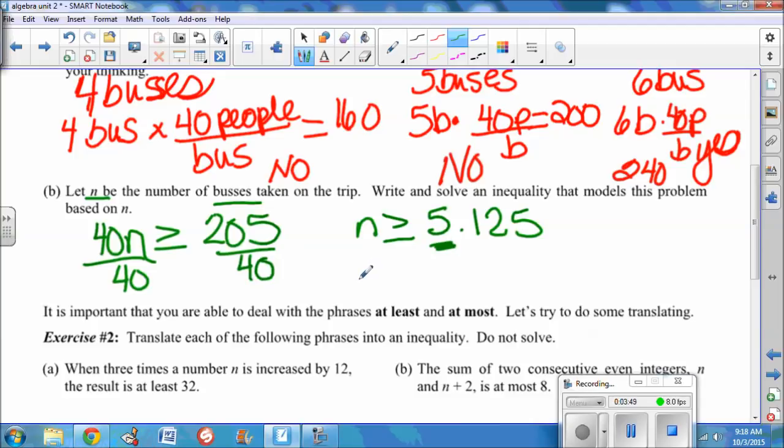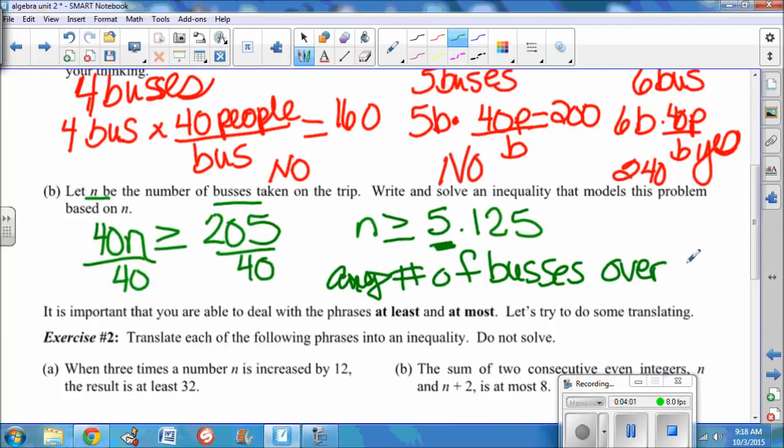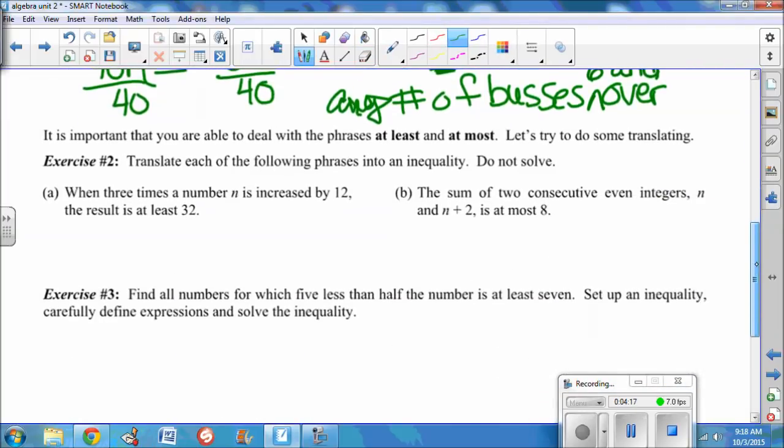So we would need any number of buses, 6 and over. Buses 6 and over. All right, so let's take a look at exercise 2.